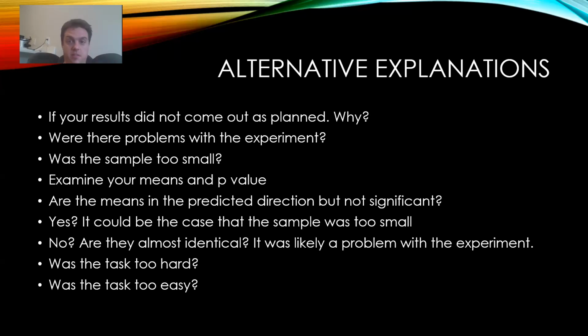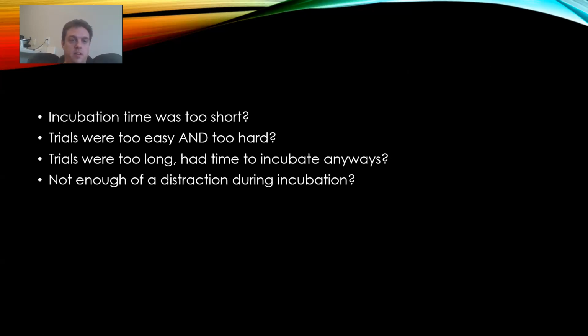And just some other examples of alternative explanations. Maybe the task was too hard, maybe it was too easy. Say with the remote associates task, say you didn't get an effect, maybe incubation was too short. Maybe the trials were not in the good range, and maybe some were too hard, some were too short. Maybe they were too long, lots of reasons, right? And these are just examples of things that can go wrong in an experiment. Like you could just think critically, so what might have been an issue with this incubation if it didn't work.